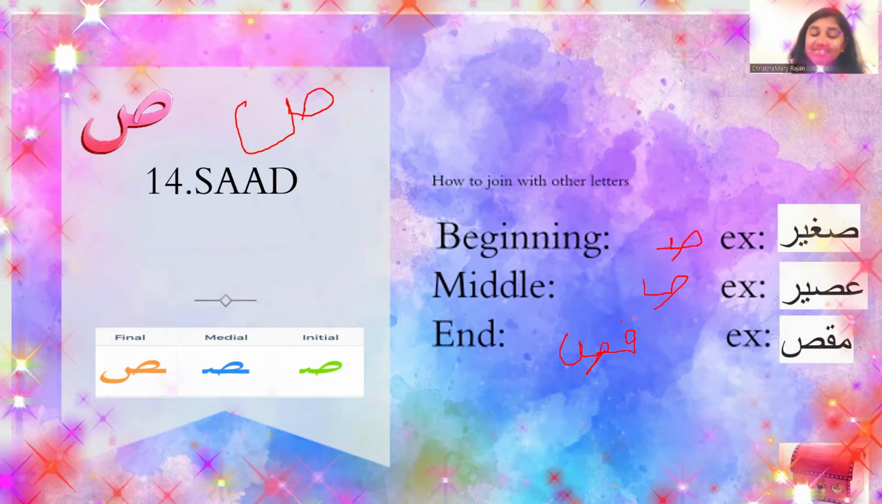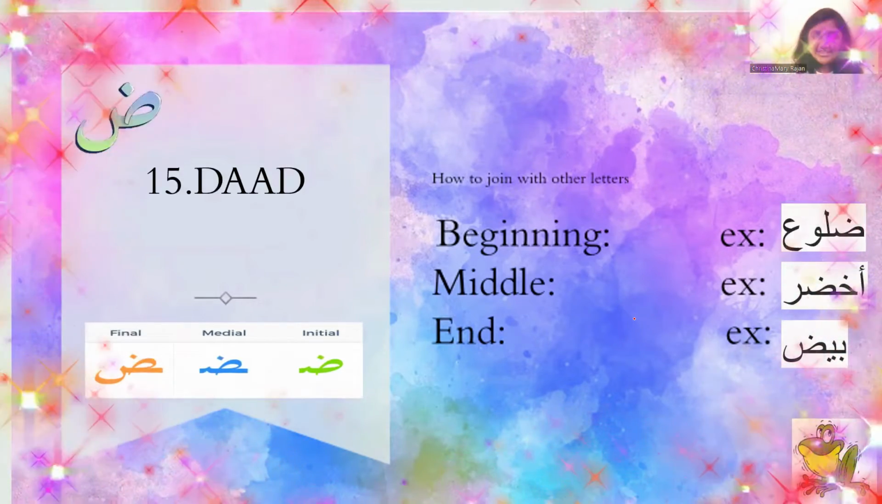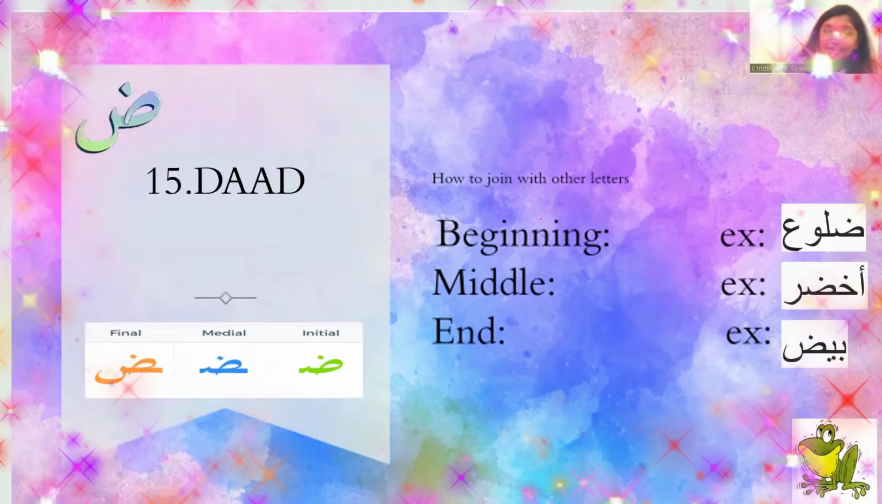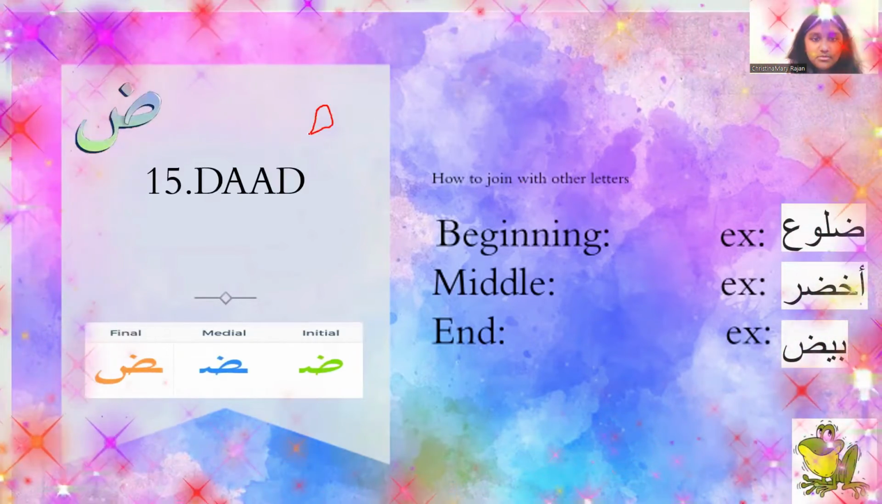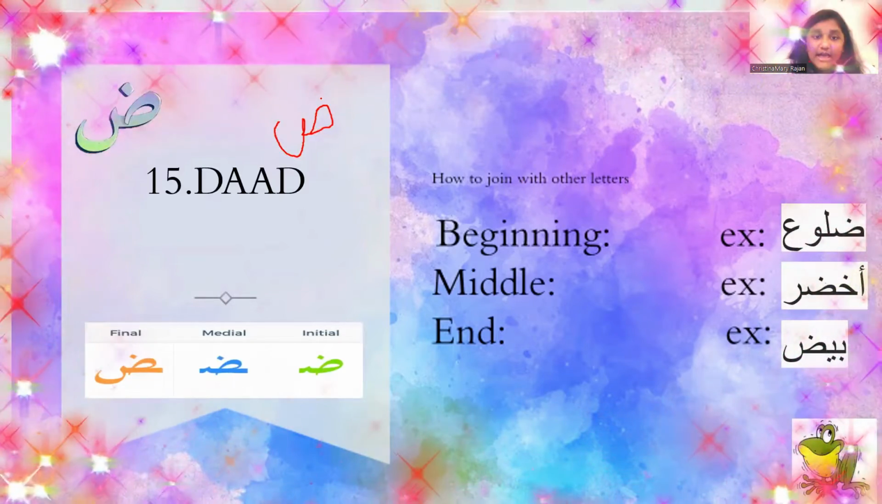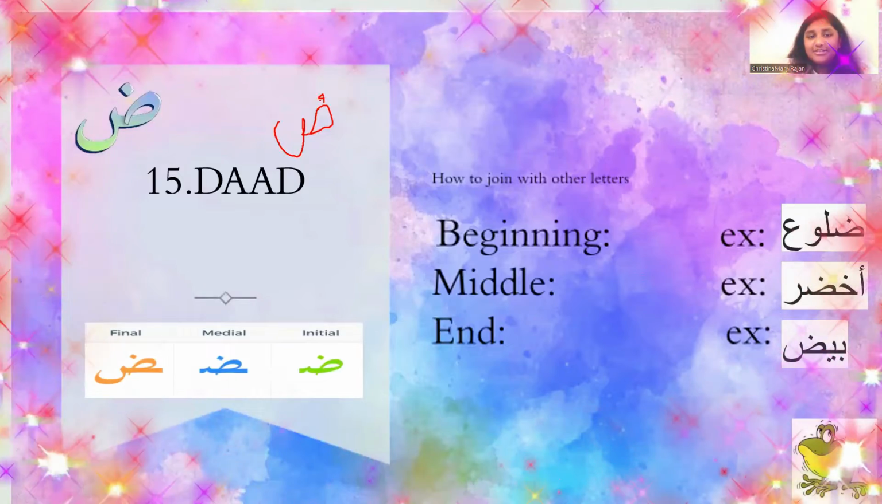Let's go to our next letter, which is also having a twin. Dad. Doesn't it look like Saad? So, let's see how to write that. It's the same thing. Like this and a dot. Everything has a dot, you know. Dot, that's a dot.